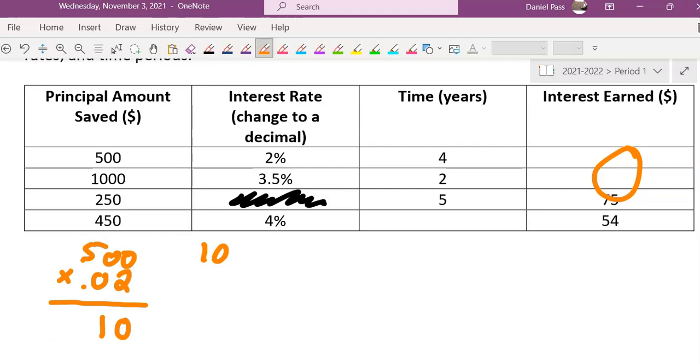You multiply 10 times 4, because of the number of years. So we get 40. Okay, great. So our first one is 40.